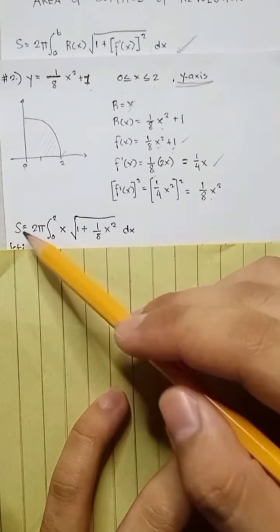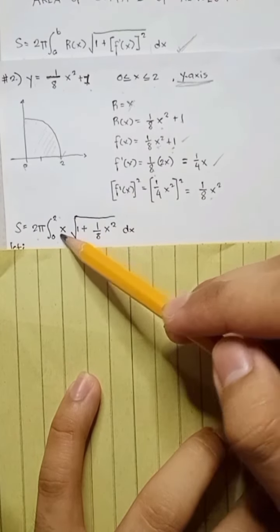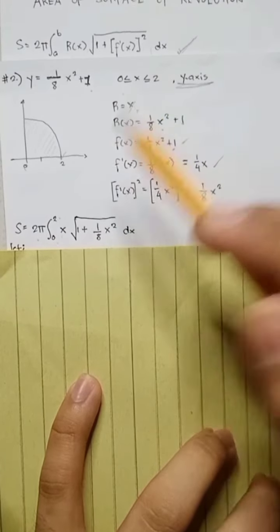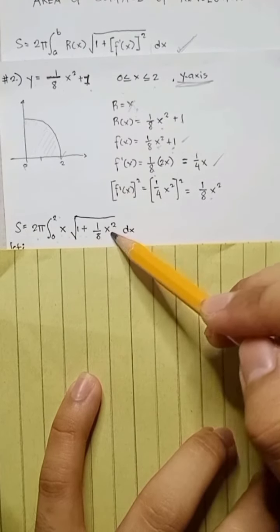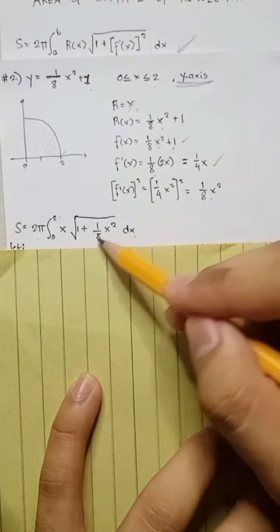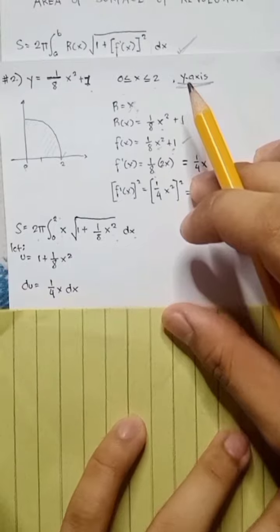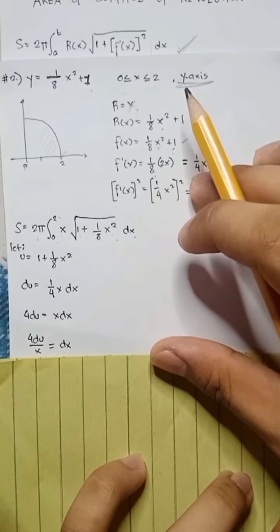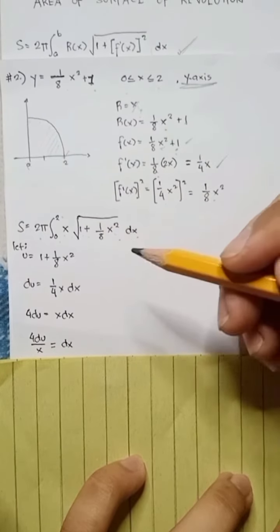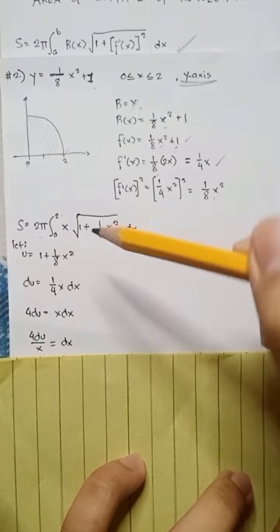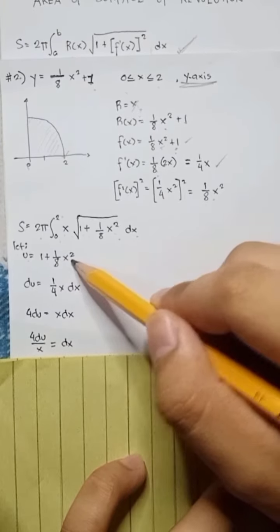So, ito na siya. S is equals to 2 pi integration from 0 to 2 times yung r(x) is equals to x natin kanina times square root of 1 plus 1/8 times x squared times dx. O yung f prime of x squared natin kanina. Then, yung next na gagawin natin is tinatawag na u substitution. So, dapat aware kayo or alam nyo kung kailan nyo gagamitin tong u substitution para mapadali yung pag-solve ng area natin. So, let u is equals to 1 plus 1/8 x squared.